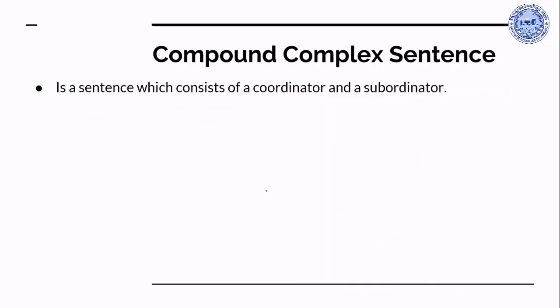Now let's move on to compound complex sentence. Again, compound, you use a coordinator, or you can say FANBOYS. Complex sentence, you use what? You use a subordinator. So a compound complex sentence is a sentence which consists of a coordinator and a subordinator. It means that you combine the two together.